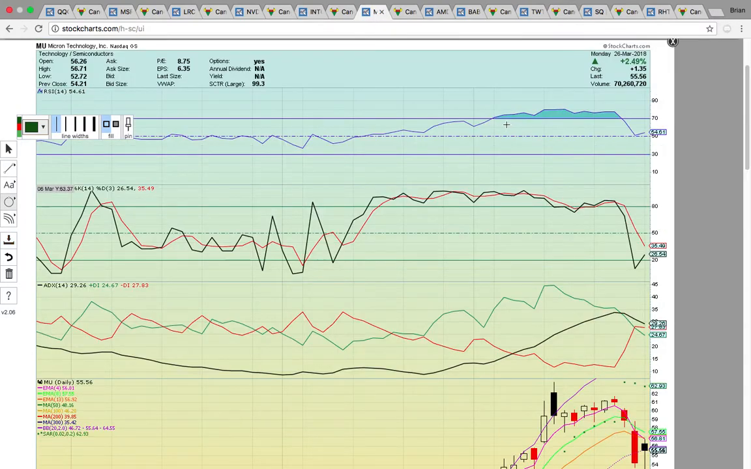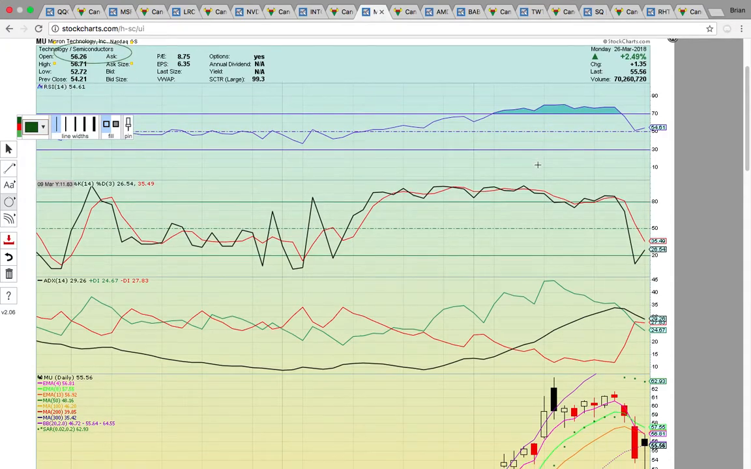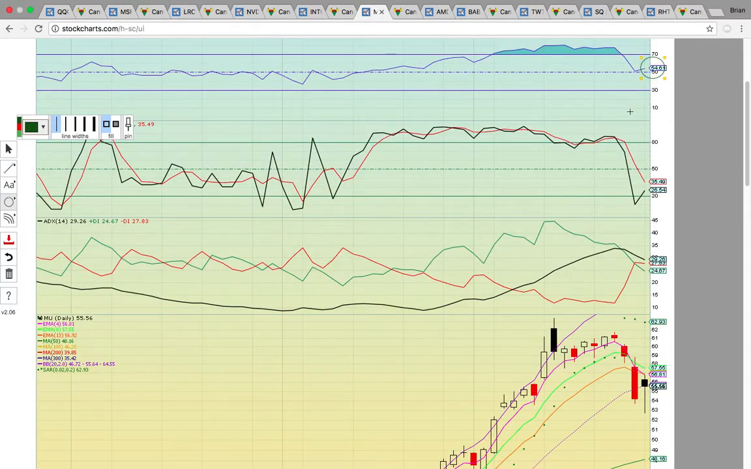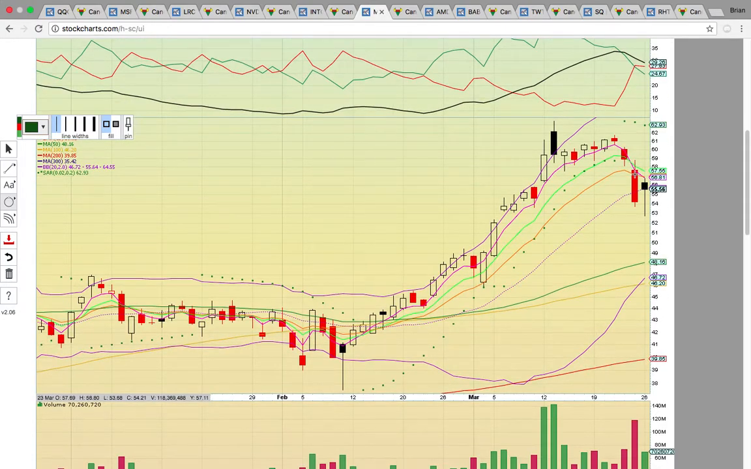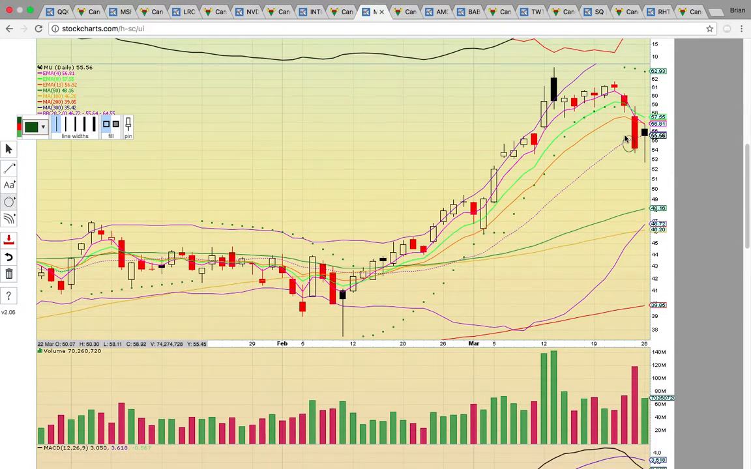Okay, let's look at Micron here. Micron had a nice bounce today. This is another semiconductor stock. It's holding 54 on RSI. It came down and closed below the middle Bollinger Band on Friday, below the dotted purple line, which is also the 20-day simple moving average, and then it had a nice bounce today.